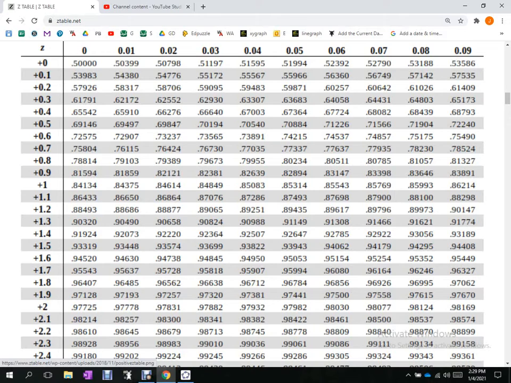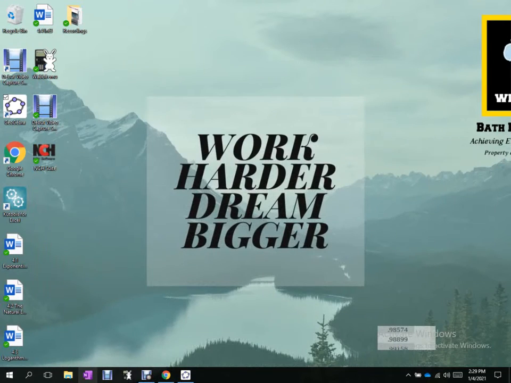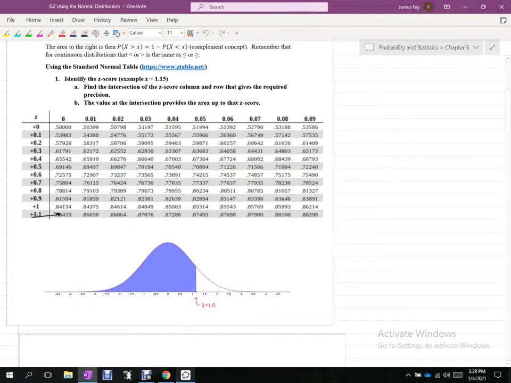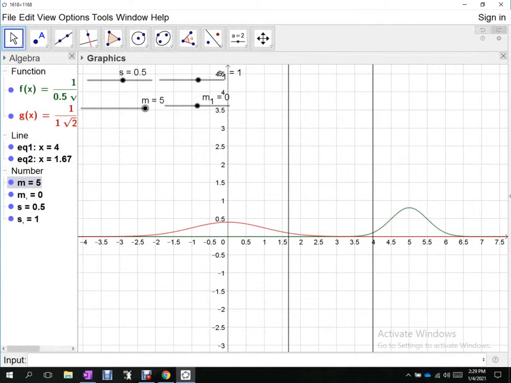So 0.95254. Does that kind of make sense to everybody? What that would mean is that the area, 0.952, let's say 0.953. So that means the area underneath this red curve, left of this vertical line, would be 0.953, or 95.3% of the total area. Does that make sense, everybody?